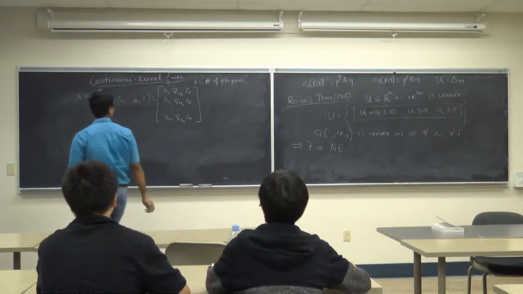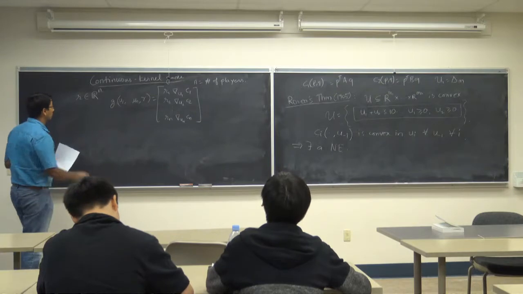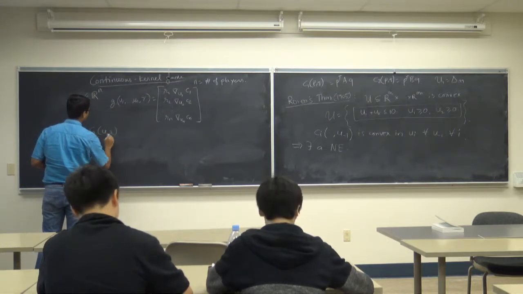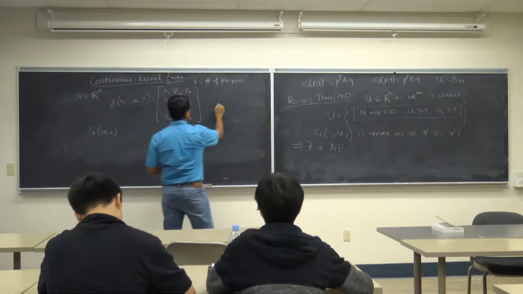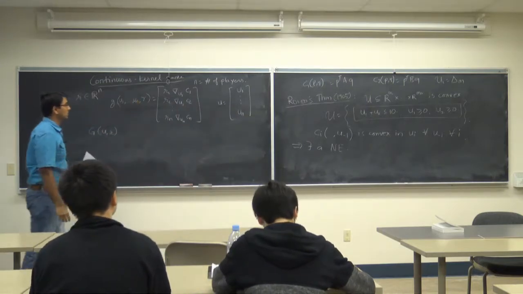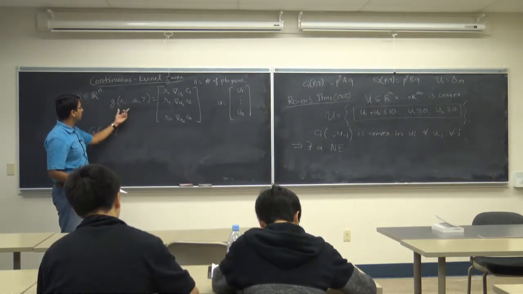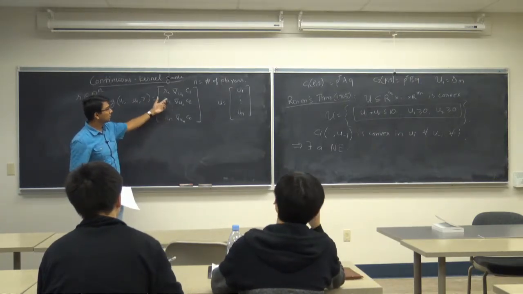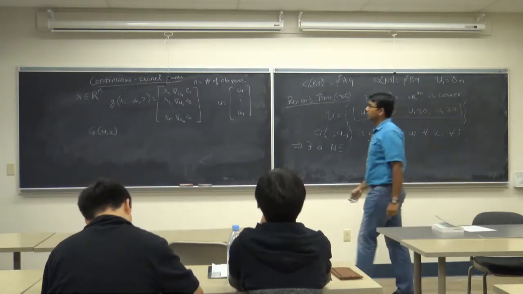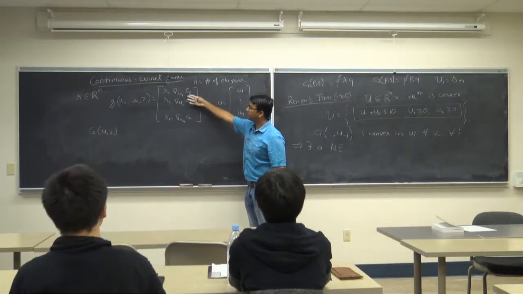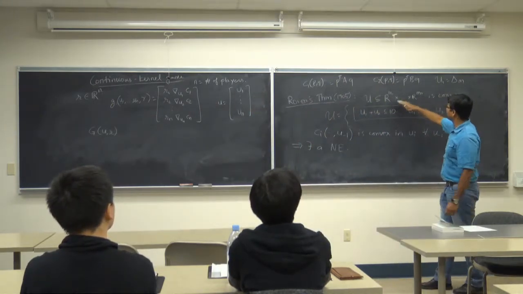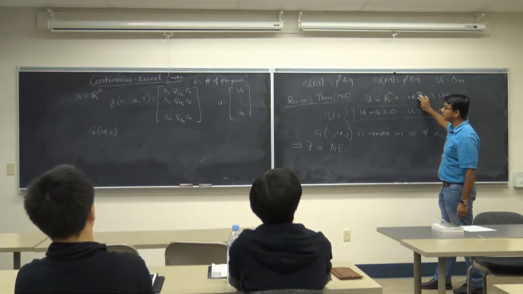And let's say G of U comma R, where I define U to be U1 through Un. Can someone tell me what the dimension of this vector is? What's the dimension of this vector? So what is the gradient of C1 with respect to U1? How many dimensions does that vector have? Remember that U1 is a subset of R^m1. So R^m1 is the action space of player 1, R^mn is the action space of player n.